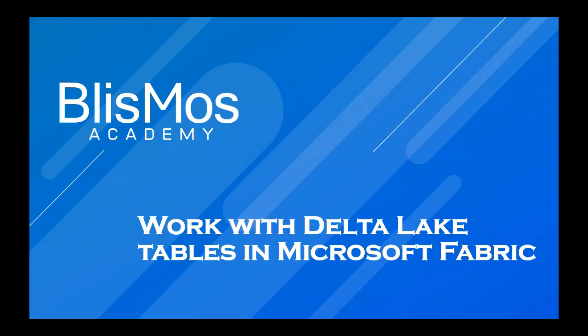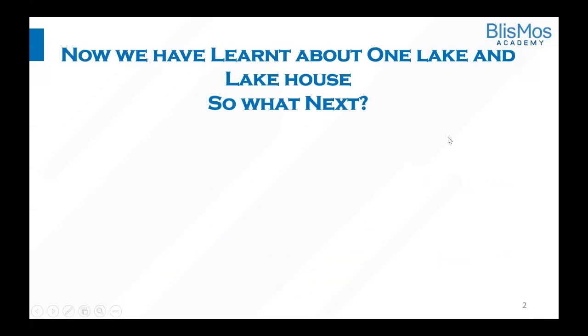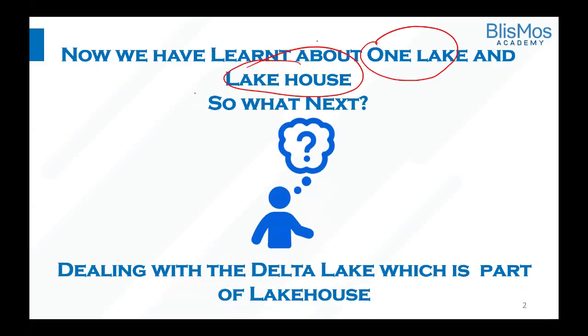In the previous class, we understood about the Lakehouse. Now, as a part of this class, we'll understand how the data is stored in the Lakehouse in the form of delta lake tables. Okay, so we have understood OneLake, and within OneLake, we have Lakehouse. What next? We have to deal with the delta lake, which is a part of the Lakehouse.